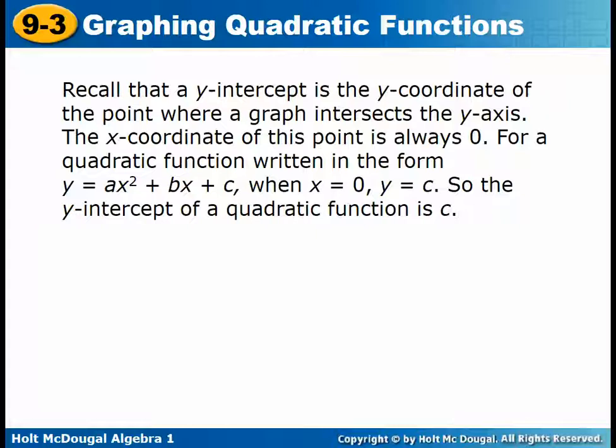The y-intercept is the y-coordinate of the point where a graph intersects the y-axis. The x-coordinate of this point is always 0. So if you need to know the y-intercept of a quadratic function, it will be c, because if you put in x equals 0, all that's left is c. So you know one thing about the graph of a quadratic function right away: you know what its y-intercept will be.